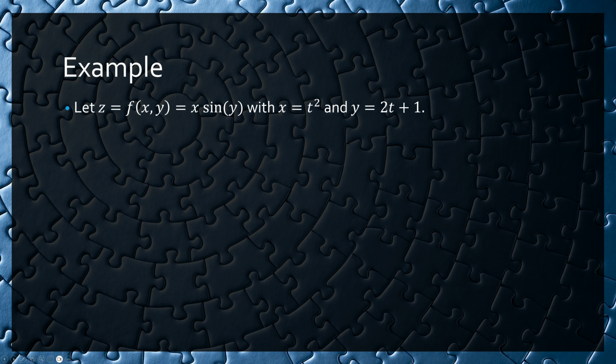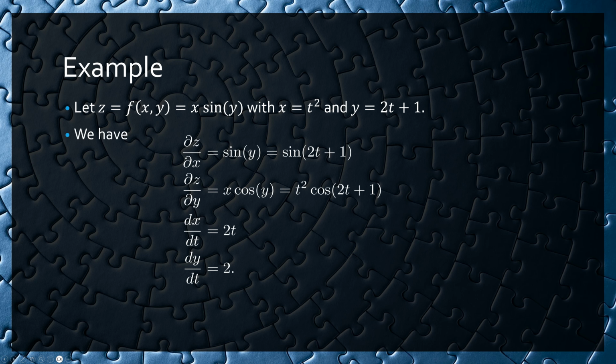So let's suppose z is equal to f of x, y, which is x times sine y. And then we're going to have x and y both be functions of t. So x will be t squared, y will be 2t plus 1. And now we just calculate all those derivatives we needed. So the partial of z with respect to x, partial of z with respect to y, and then dx/dt and dy/dt. So those are all pretty easy to calculate. We're going to plug in 2t plus 1 for y and t squared for x to get these equations here. And now we just use our formula.